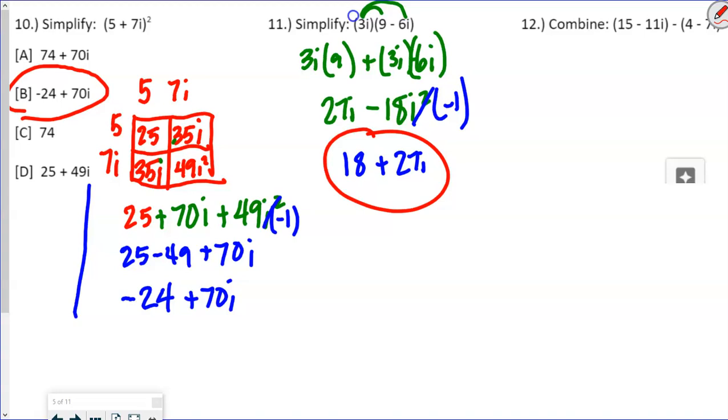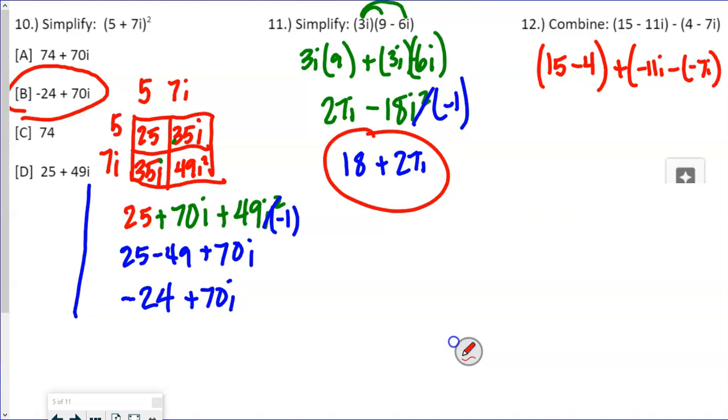All right, the next one says combine. So this time all we're doing is combining like terms. So we're going to put our constants in one set of parentheses, and we're going to put our imaginary numbers in another. So we've got 15 minus 4, y'all see that? Plus our negative 11i minus a minus 7i. So what happens when we have two negatives next to each other, y'all? We add, right? We change what's behind. So 15 minus 4, that's 11. And then we've got negative 11i plus 7i, so that's going to be negative 4i, right? It is. So there's our answer.